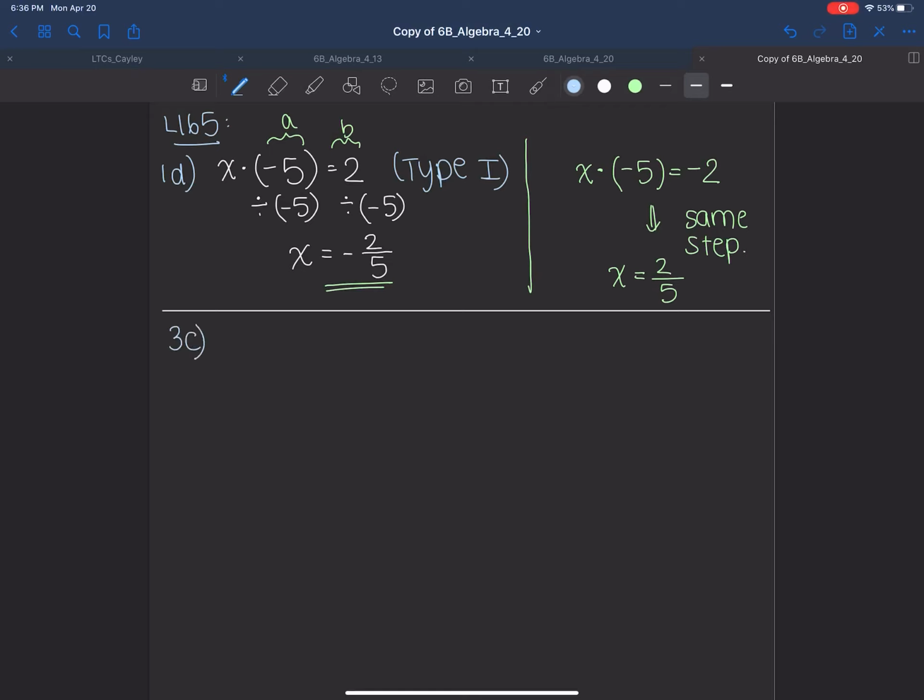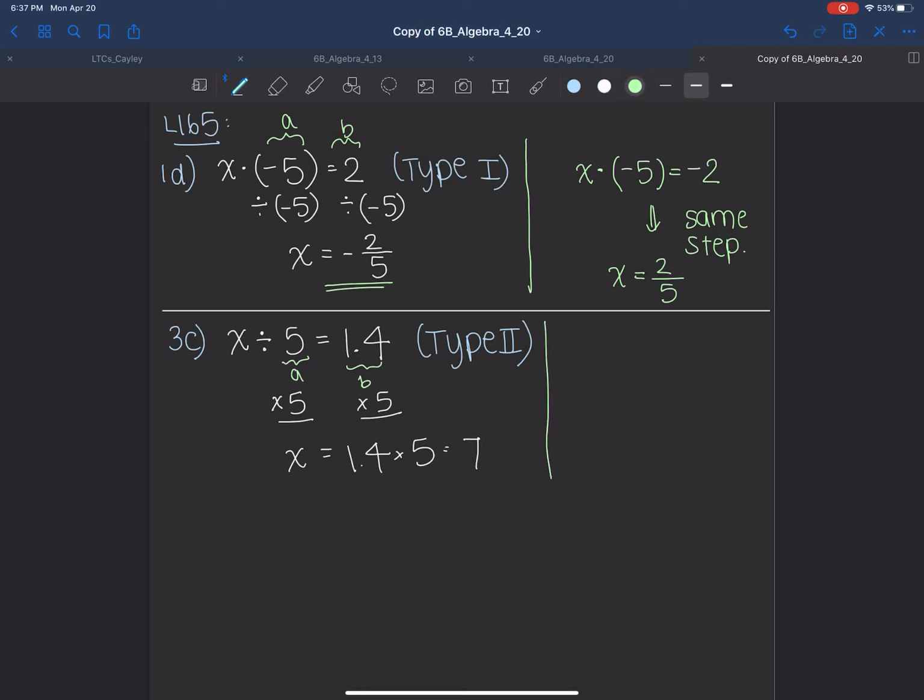Okay. Next, we're going to do 3c. So 3c looks slightly different. We have x divided by 5 now. So it's just 5, no sign. Equals 1.4. Cool. This, if you're following along with the previous page, is a type 2 equation. So in this case, this was A, this was B. To solve this, we're going to have to multiply both sides by 5. So now we have just x on the left-hand side, which is what we want. And on the right-hand side, we have 1.4 times 5, which is 7.